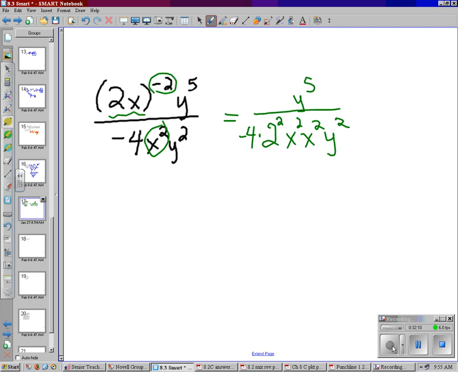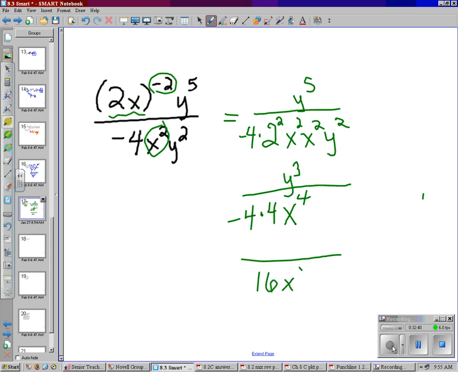Now let's start combining. I got an x squared and an x squared. What does that become? X to the 4th. I got y to the 5th divided by y to the 2nd. What is y to the that? 3rd. Y to the 3rd. And where's it written? In the numerator. Y to the 3rd up here, 5 minus 2. Then I got a 2 squared, which is equal to 4. 4 times the -4 down there. So what's -4 times +4? -16. All right, so I'm going to put the 16 in the bottom, and I'm going to just pull that negative sign out in front of the fraction.